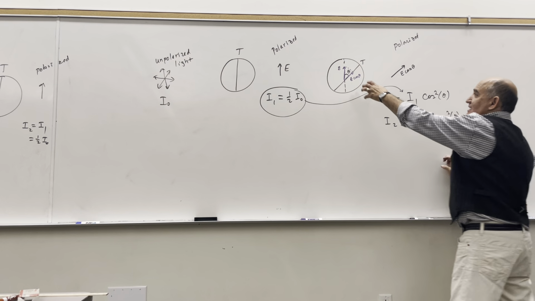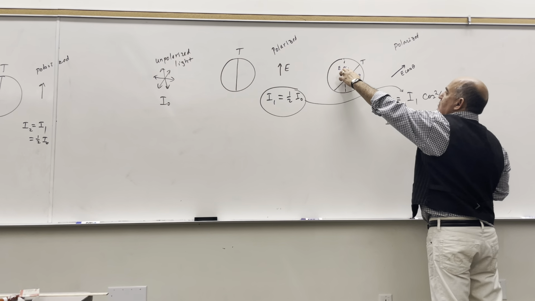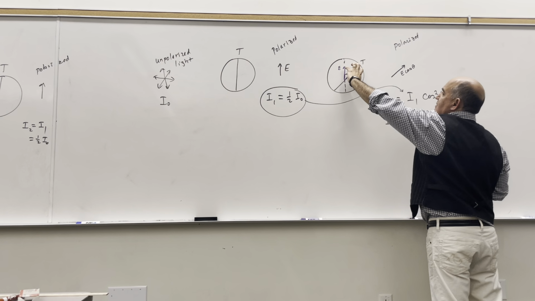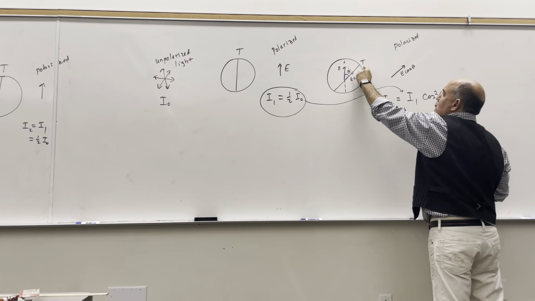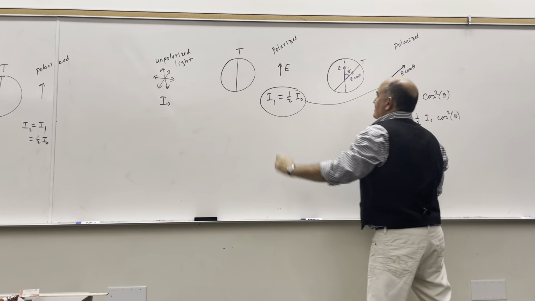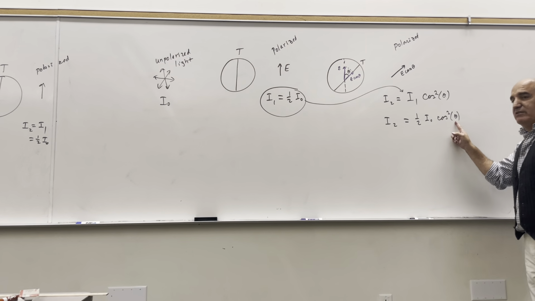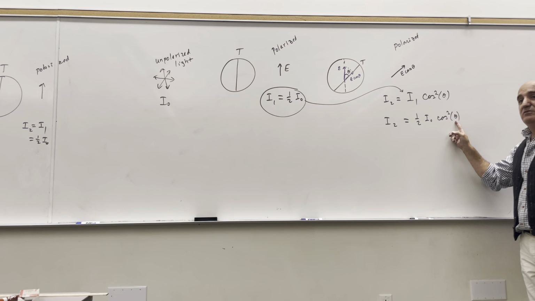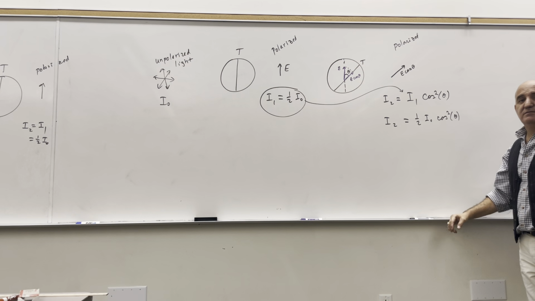And what happens if you take this polarizer and you make that angle 90 degrees, so that the angle between this transmission axis and this transmission axis is 90 degrees? That's just making this angle 90 degrees, and the cosine of 90 is 0, so it gets blocked.